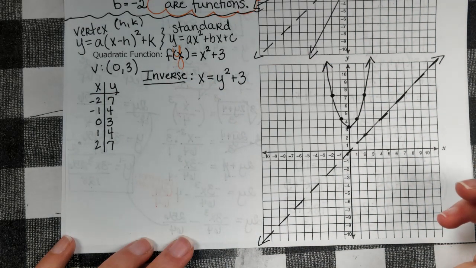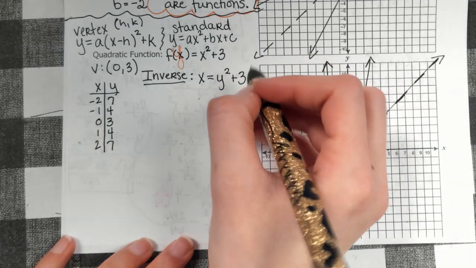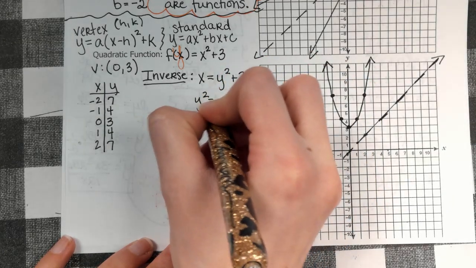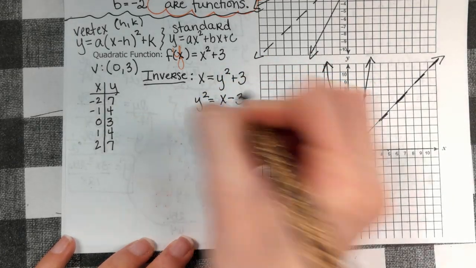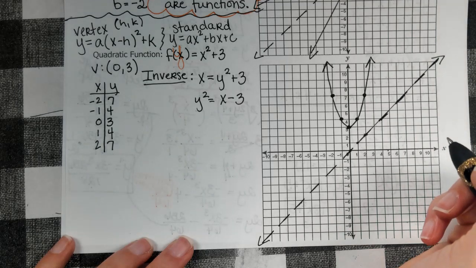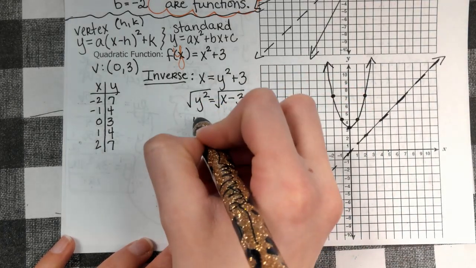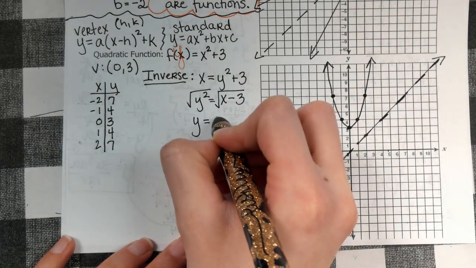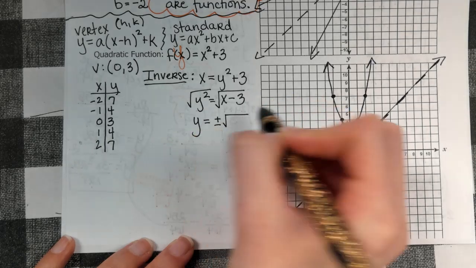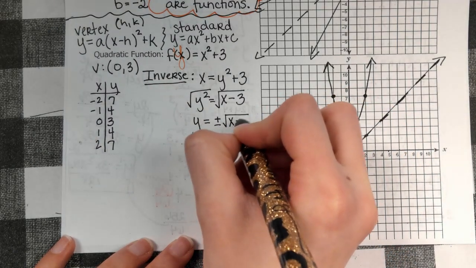How do I solve for y? Subtract 3. y squared equals x minus 3. If y is being squared, what do I need to do? Square root it. Every time I have a square root, what do I have? Plus or minus. So y is equal to plus or minus the square root of x minus 3.